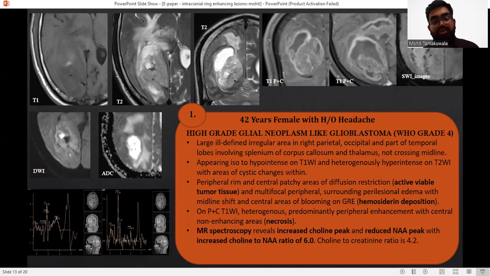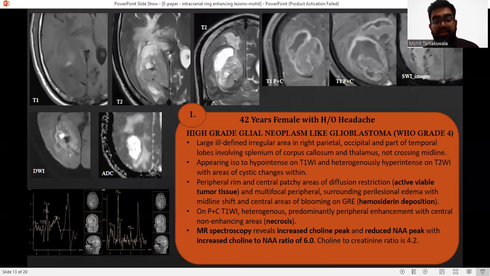Appearing iso to hypointense on T1 weighted images and heterogeneously hyperintense on T2 weighted images with areas of cystic changes within, peripheral rim and central patchy areas of diffusion restriction, and multifocal peripheral surrounding perilesional edema with midline shift and central areas of blooming on GRE sequences. On post contrast T1 weighted images, heterogeneous predominantly peripheral enhancement with central non-enhancing areas were noted.